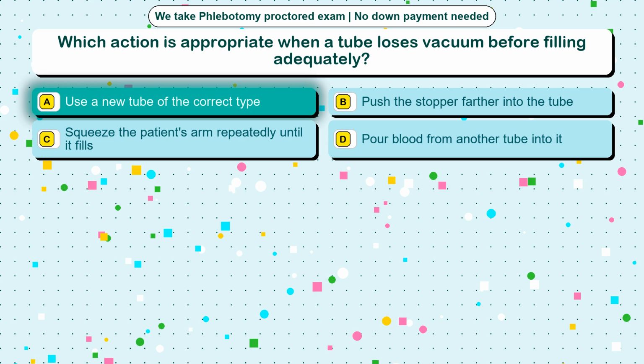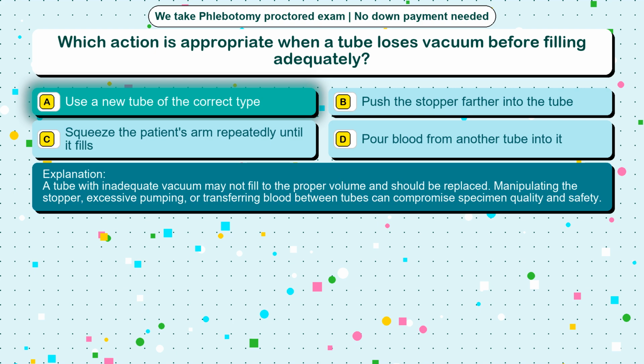The correct answer is option A, use a new tube of the correct type. A tube with inadequate vacuum may not fill to the proper volume and should be replaced. Manipulating the stopper, excessive pumping, or transferring blood between tubes can compromise specimen quality and safety.